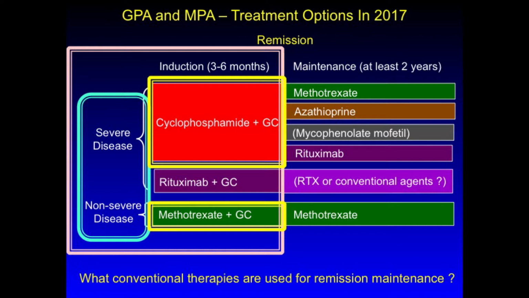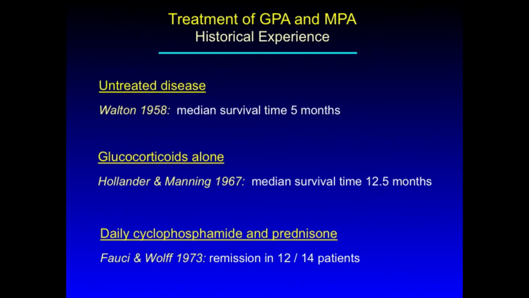So our two conventional agents that we have for induction are cyclophosphamide and methotrexate, and these are stratified based upon the presence of severe versus non-severe disease. It's appropriate for us to first reflect briefly on cyclophosphamide, as this was a therapy that certainly changed the outlook for these patients in the past.